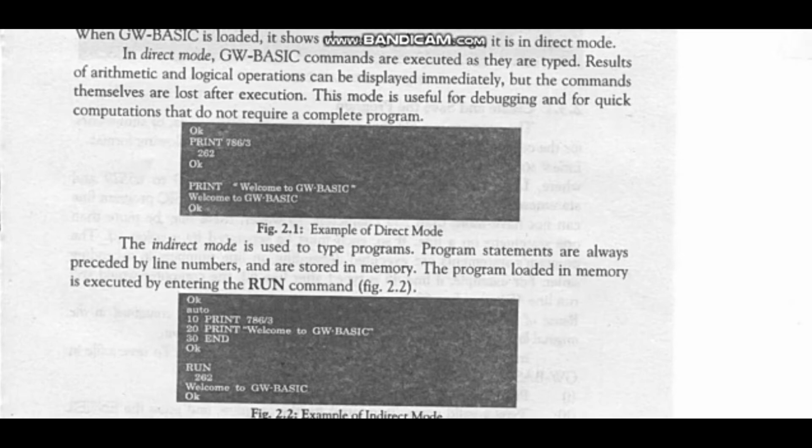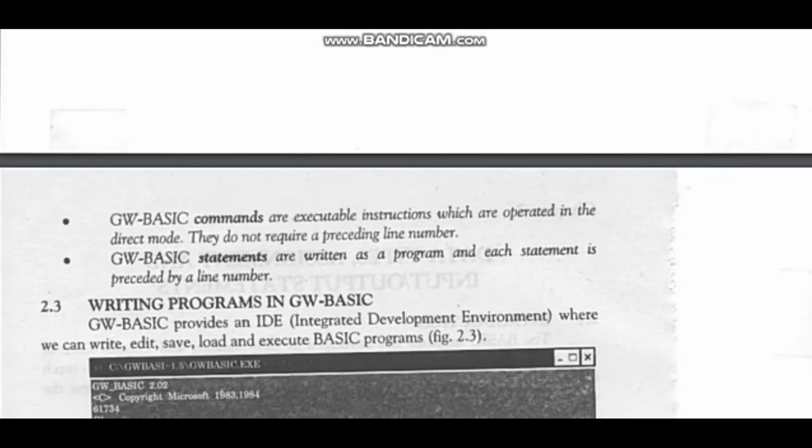Now I will discuss the indirect mode, and also an indirect mode example. The indirect mode is used to write complete programs. Each statement in the program starts with a line number. The statements remain in memory and can be saved after completing the program. The Enter key must be pressed after writing or editing each statement in the program.